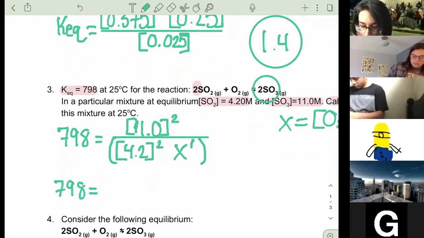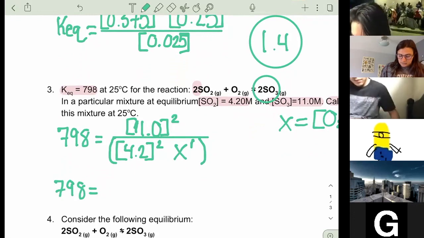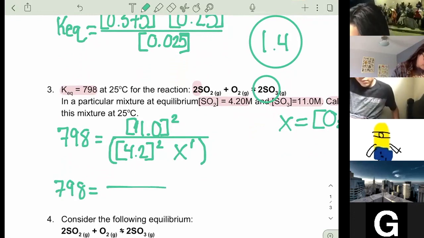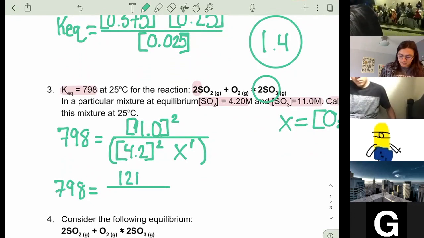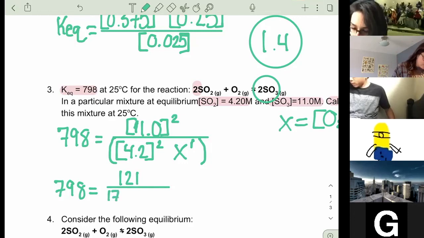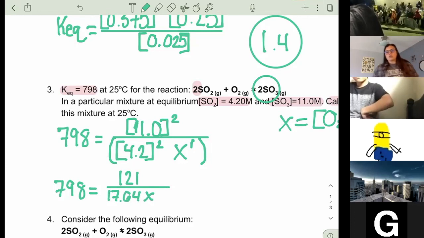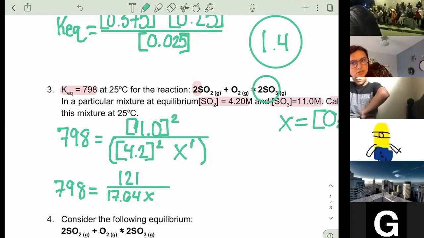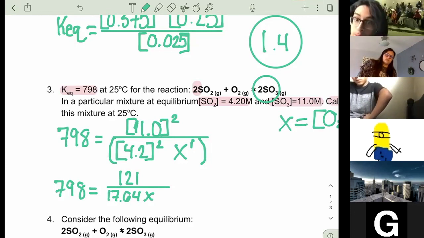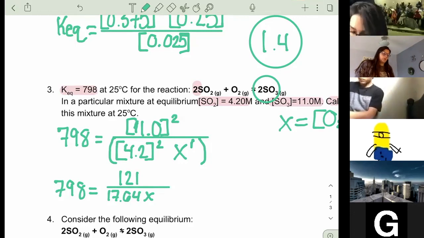Okay, so I know that 11 squared is going to be 121 on top. 4.2 squared is 17.64x. Okay. So order of operations, you do need to square before you do anything else.